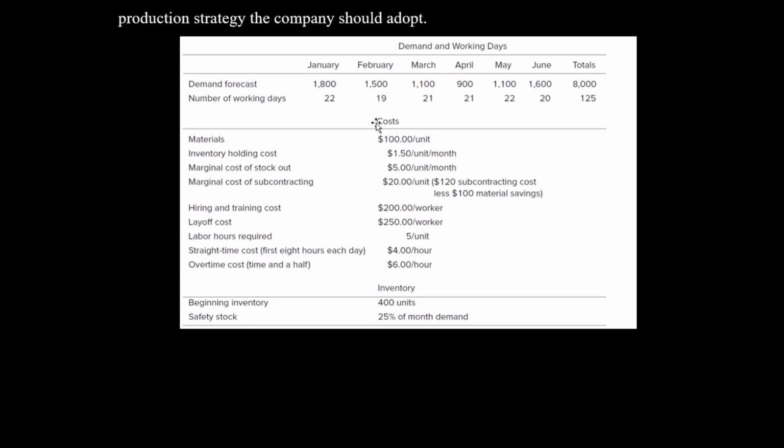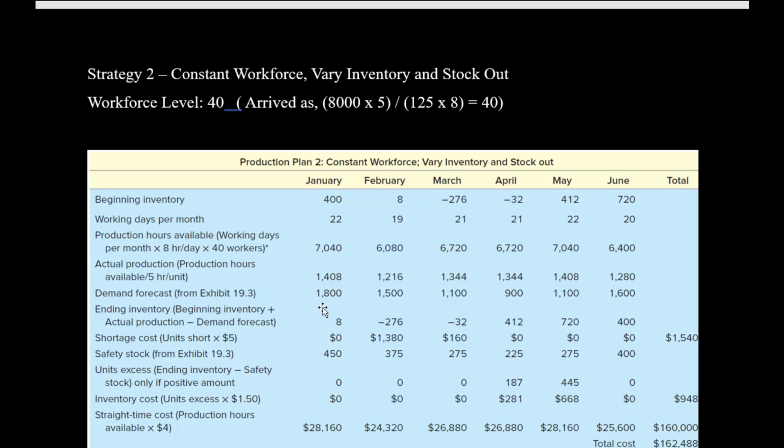So 1408 will be the actual production plus this 400 beginning inventory, so 1808 minus the demand forecast 1800. So what is going to remain with us? Ending inventory will be just 8. 1808 minus 1800, right? So there will not be any shortage because we still have material after satisfying the demand, right?